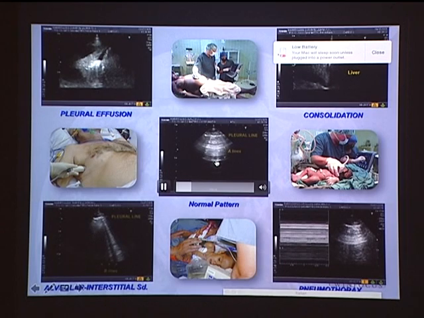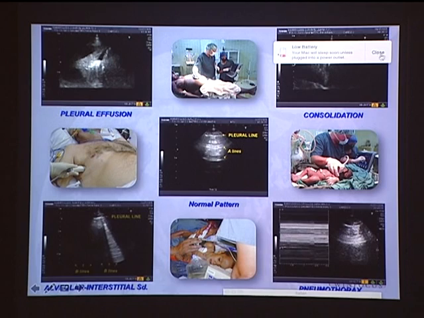So you see here the main sonographic patterns that we are going to check.